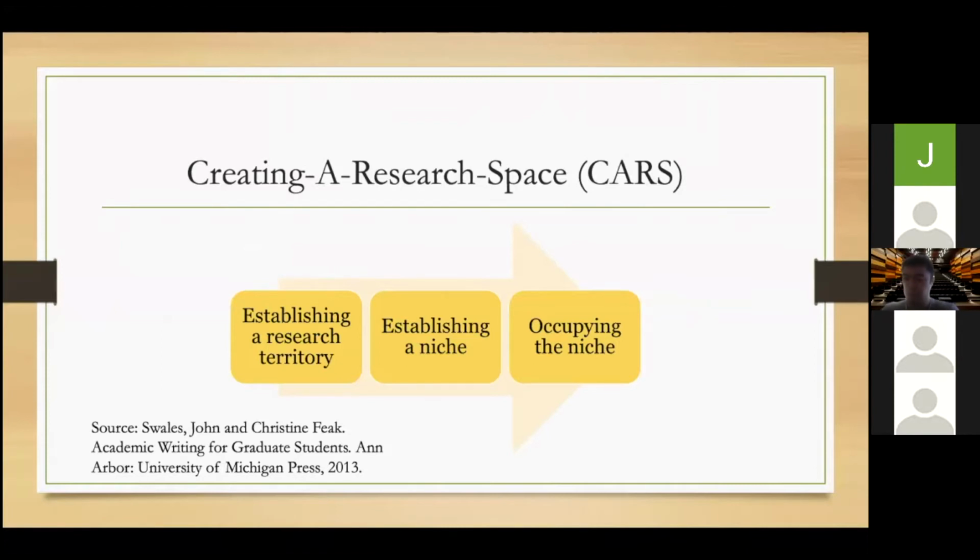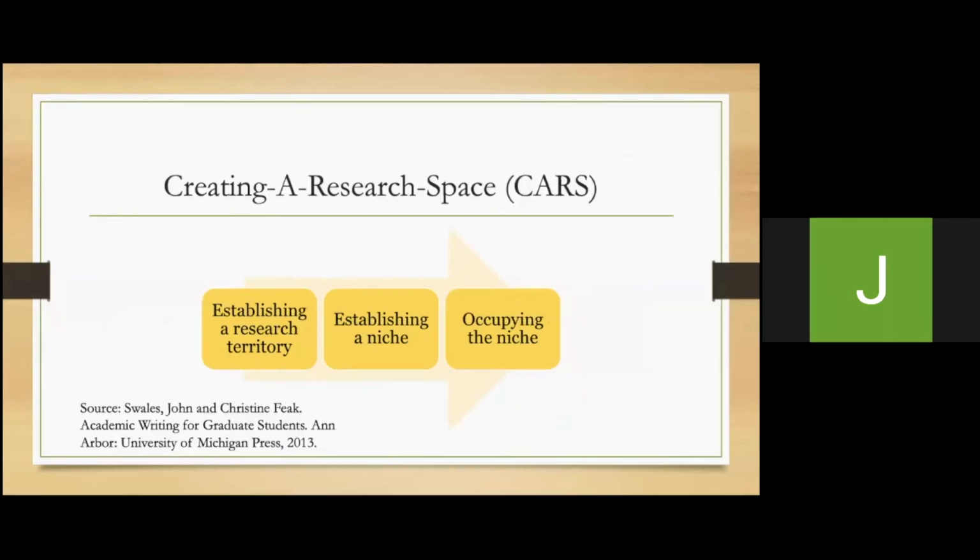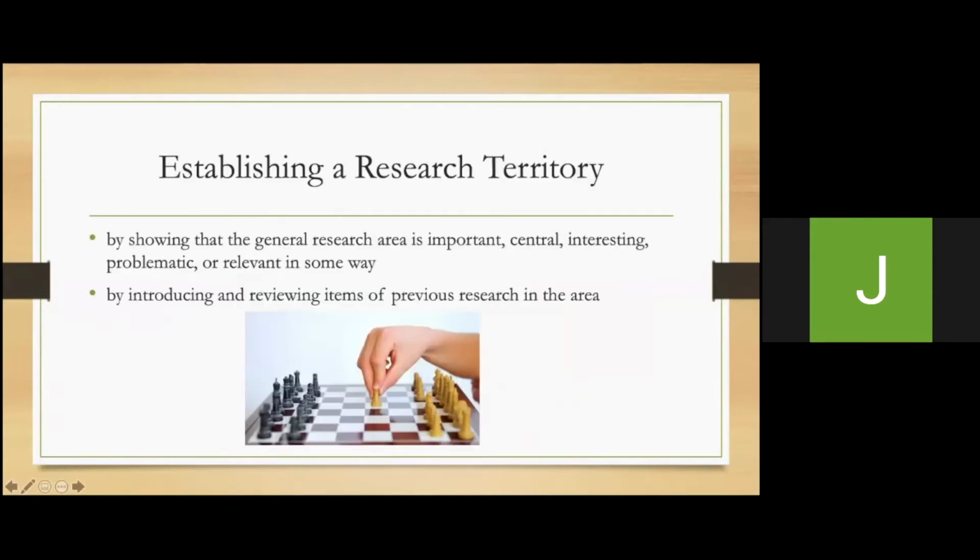Basically, it's a series of steps in order for you to justify why you're writing or justify why you're doing the research. 3 steps: establishing your research territory, establishing a niche within the territory, and then occupying that niche yourself. And let me explain what I mean. So it's sort of like the opening of a game of chess. So your opening move sets forth the game.